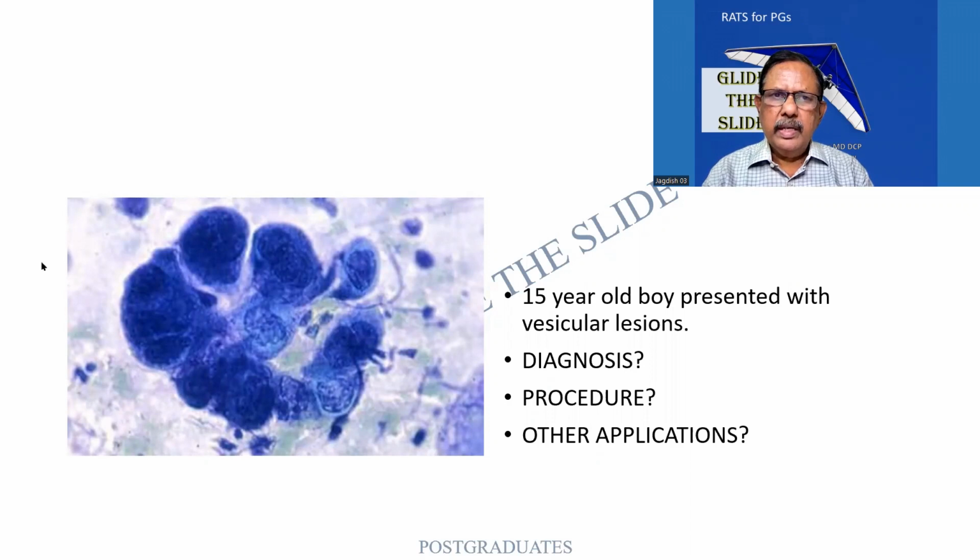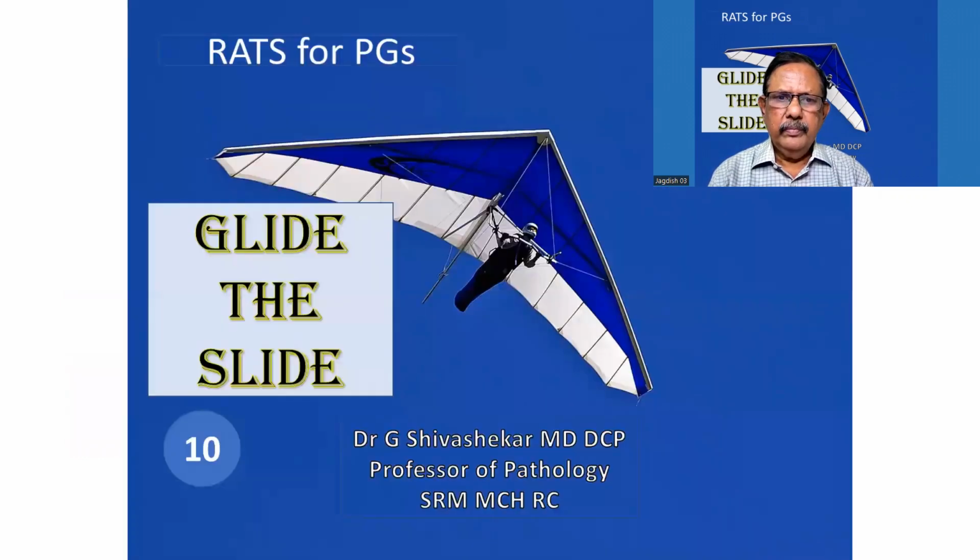In last class, at the end of it, I had given you a history. A 15-year-old boy presented with vesicular lesions. Nothing more than that is given. Looking at the picture, what is your diagnosis? What is the procedure that has been done? Where else can it be applied? So this we shall see in Glide the Slide number 10. RATS for PGs.